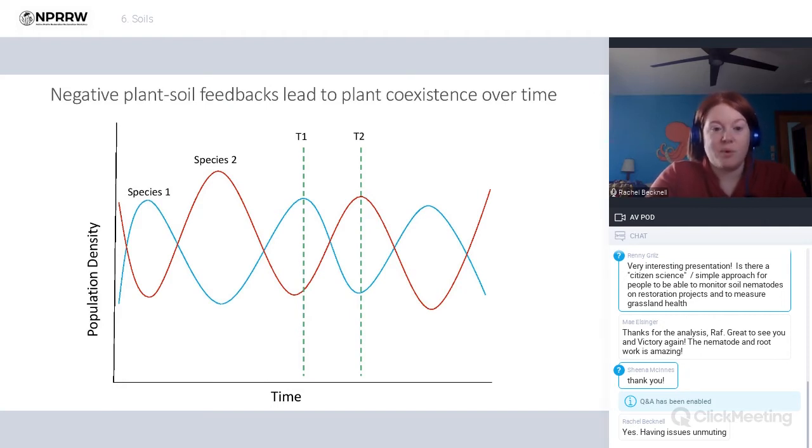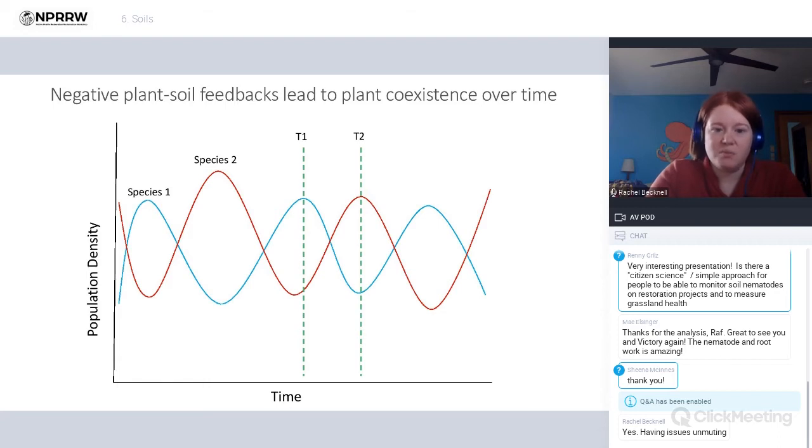So in this example, we have two curves for these species. On the y-axis, we have the population density of both species. On the x-axis, we have the time. And you'll see that T1, which is time 1, species 1, its population density is much greater than that of species 2. So you'd assume that at this point, the soil pathogens around species 1 are also much more dense and having an impact on the offspring of that species.